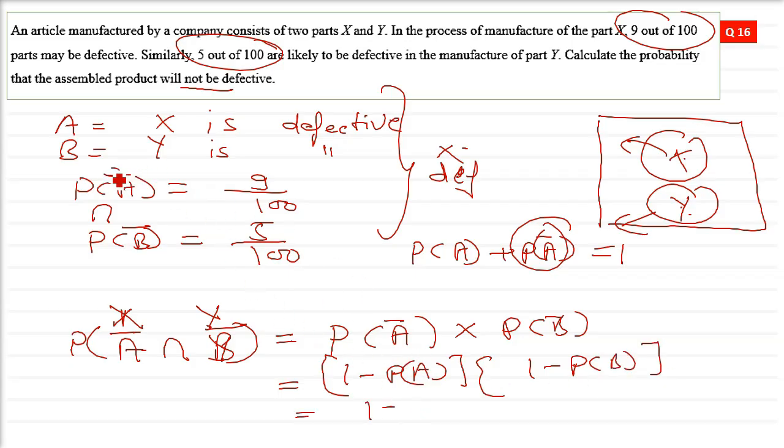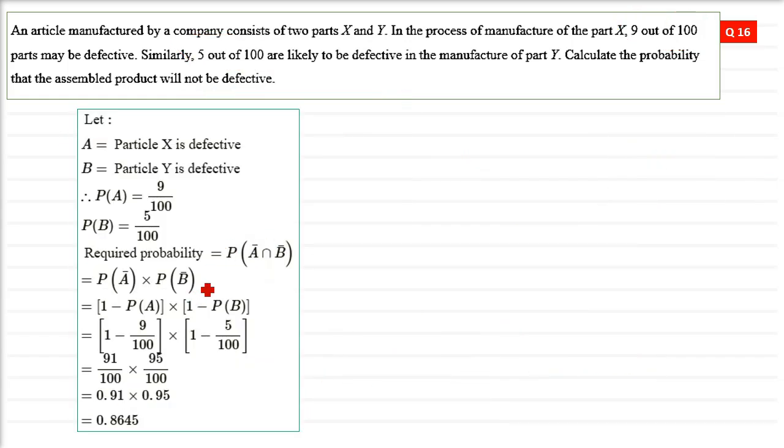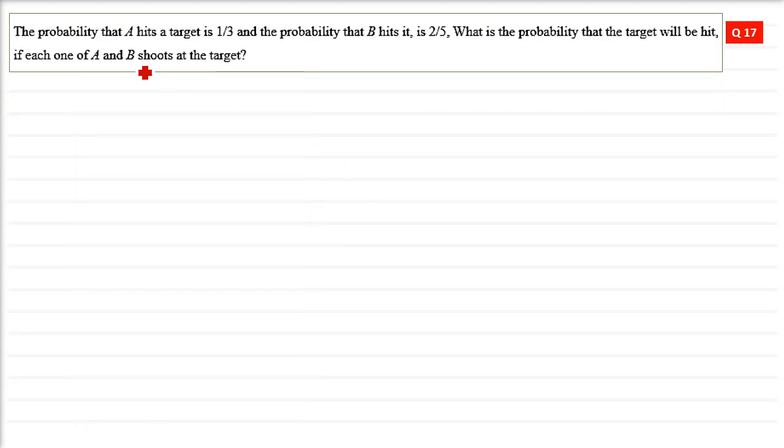So 1 minus P(A), where P(A) is defective, which is 9 by 100. 1 minus P(B), where P(B) is 5 by 100 defective. 5 out of 100 are defective, so I am subtracting it from 1 to get not defective. When you multiply both these non-defectives, you get the probability of the product being not defective. So 91 by 100 comes from 1 minus 9 by 100. 95 by 100 comes from 1 minus 5 by 100. When you multiply these two, it is 91 into 95 divided by 10000, which is 0.8645. This is your probability. This is how it needs to be done. We have to start with defective to get non-defective.